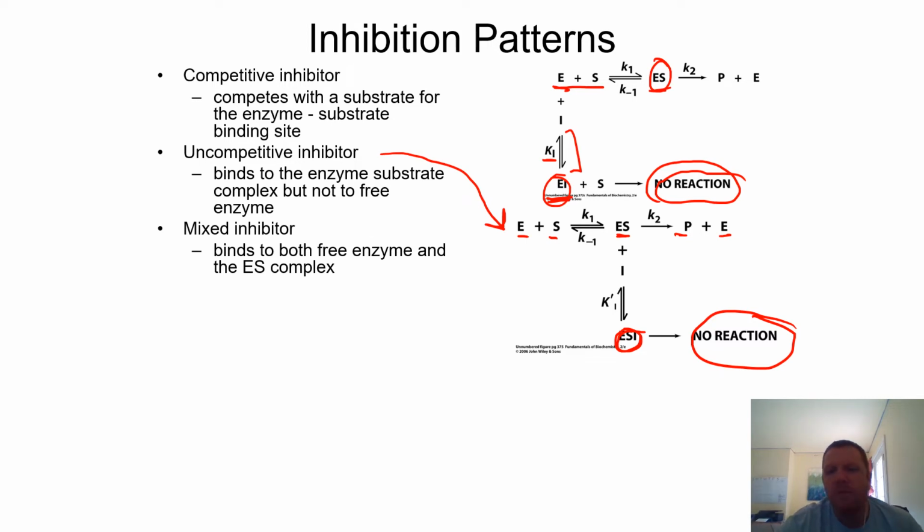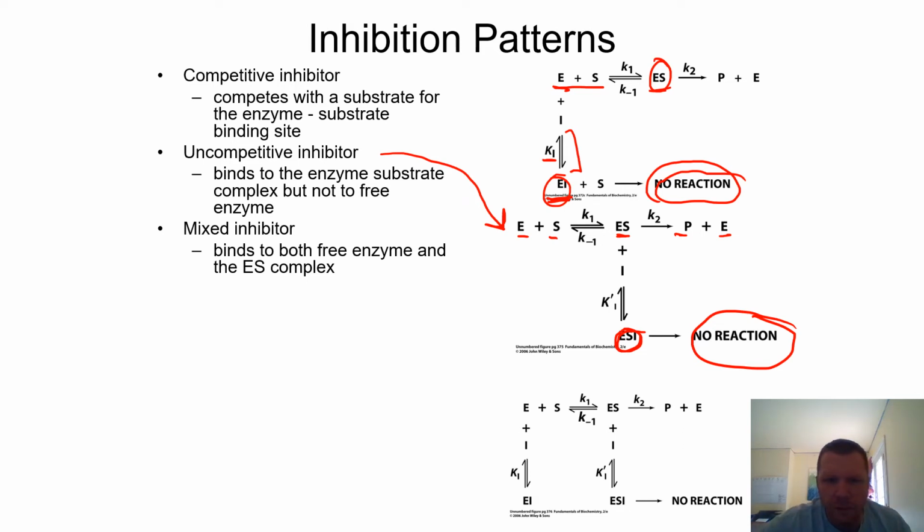Now, the last type of inhibition, or that last pattern, is the mixed inhibitor. And that's an inhibitor that binds to both the free enzyme and the ES complex. That will be displayed with this flow down here. E plus S yields ES, or this type of inhibitor can bind to the free enzyme, which is just like a competitive inhibitor, or you can have this inhibitor bind to the ES complex and form that ESI, which is also going to produce no reaction.